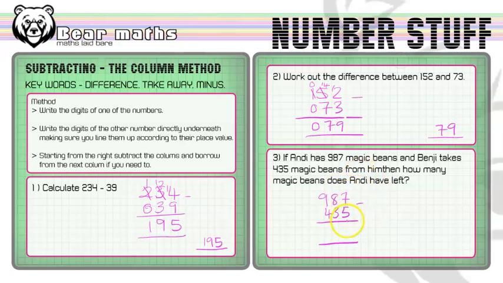So 7 take away 5 we can do this time. 7 take away 5 is 2. 8 take away 3 we can do, which is 5, and then 9 take away 4, which is also 5. So Andy has 552 magic beans left.